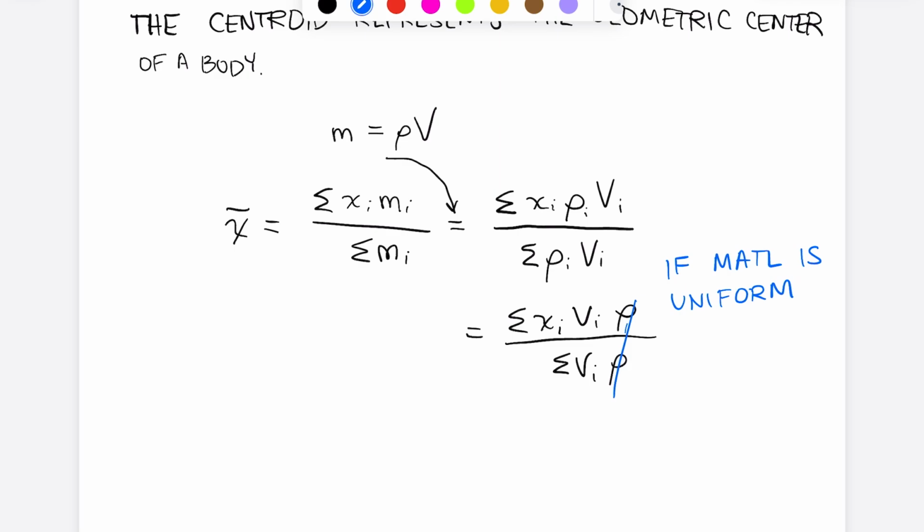And so almost always, if not always, in this class, gravity will be constant, right? We'll be sitting on planet Earth, and gravity felt in one part of a body is the same as gravity felt in another part of the body. This is not always going to be true, the material being uniform.